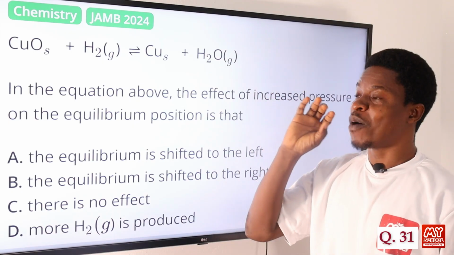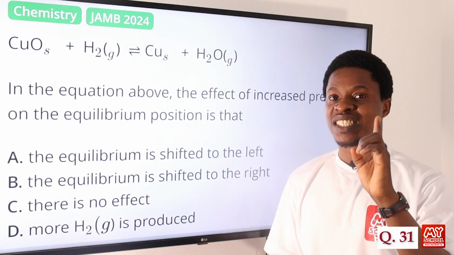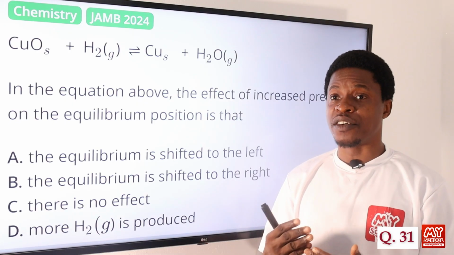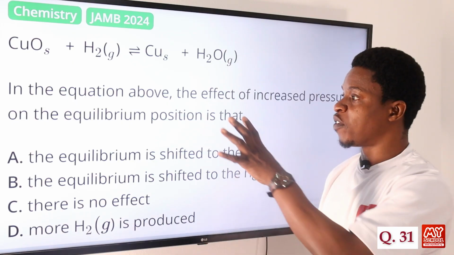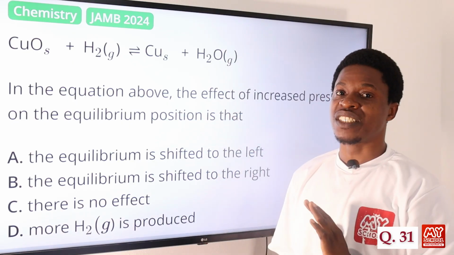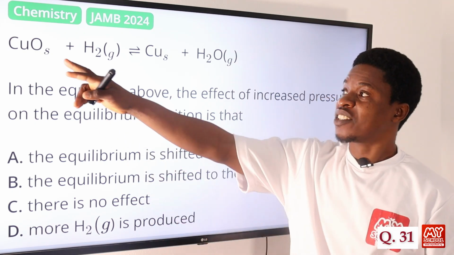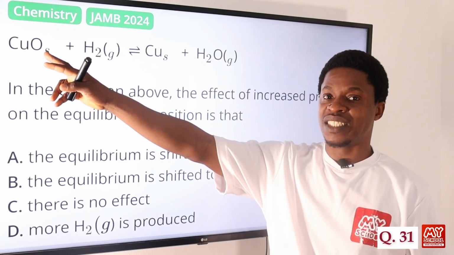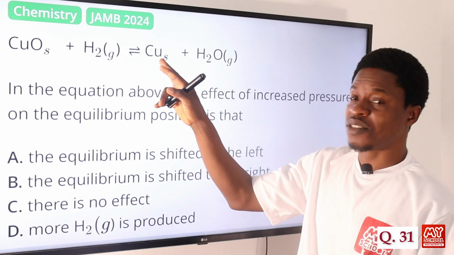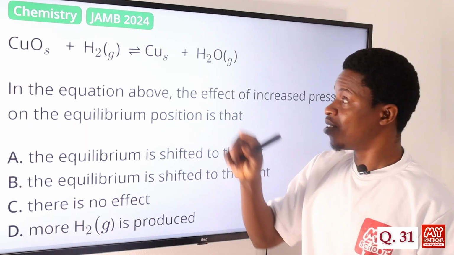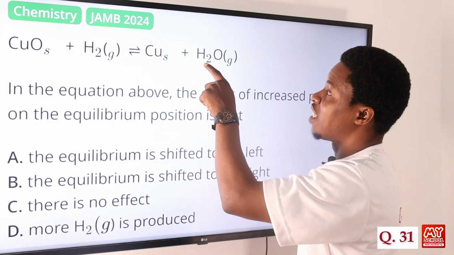First of all, when we talk about the effect of pressure on a system in equilibrium, you know that pressure is felt by gases. Maybe those are in liquid or solid form, but for equilibrium position, we will be looking at just the gaseous substances alone. Solids are not affected by pressure. So we have a gaseous reactant on the left hand side, and this is solid, so we don't have any business with this. We are considering pressure. This is H2O, which is gaseous. So our business is with H2 that is gaseous, and H2O that is gaseous.